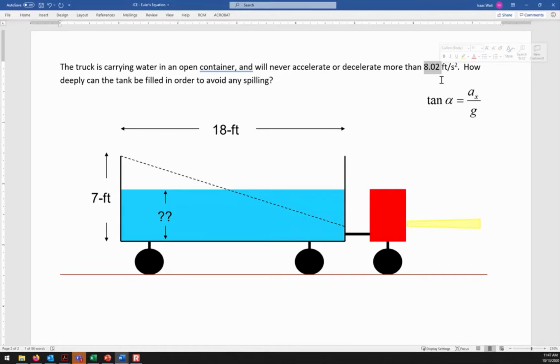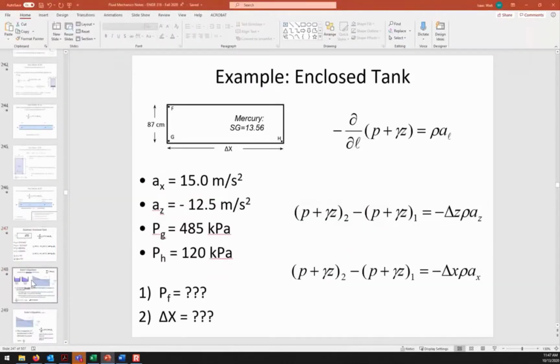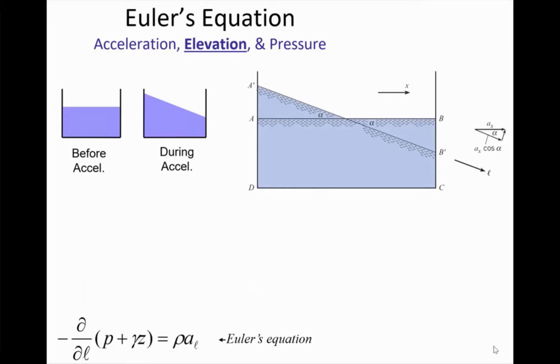We're going to say, what if the acceleration is 8.02 feet per second squared? What Euler's equation can do is predict the change in elevation as well as the change in pressure. Here is the principle that we're going to be applying when we get to that example. If you have a tank of water that's open to the atmosphere and it's not yet accelerating, then the water will be level, so it's horizontal.